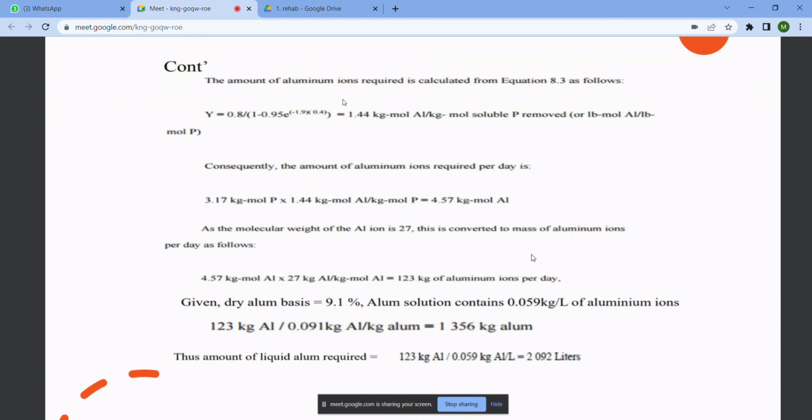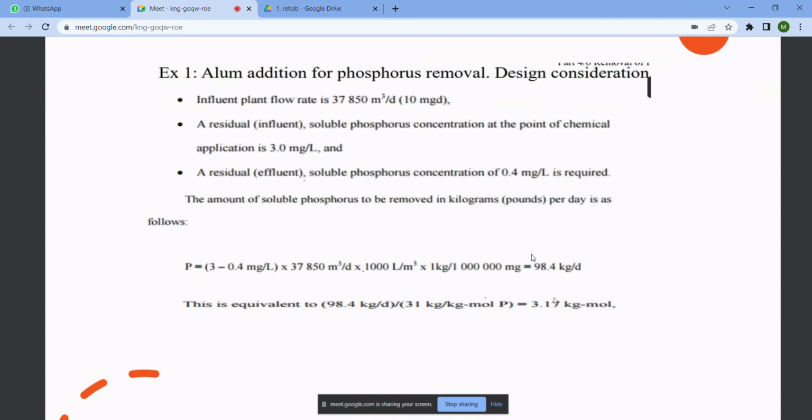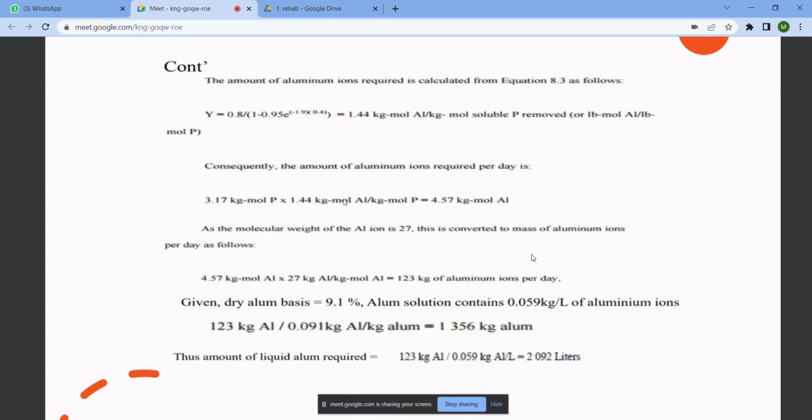Consequently, the amount of aluminum ions required per day. The one that you have calculated before is the aluminum ion in moles. It doesn't help us much, because we are not interested in moles, and we would like to know it in kg per day. That will tell us a lot. So for this reason, you need to do further calculation. So 3.17 kg mole of phosphorus, from the previous calculation, times 1.44 moles, then you will get 4.57 kg mole of aluminium.